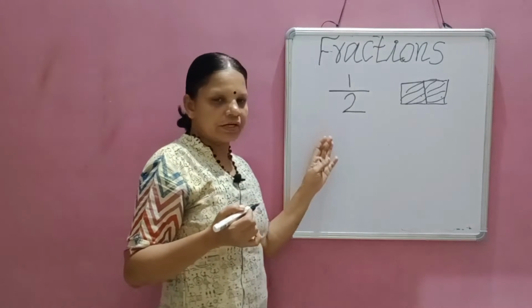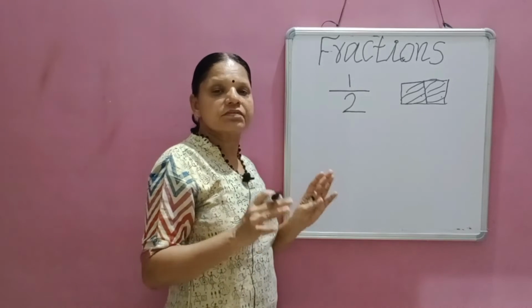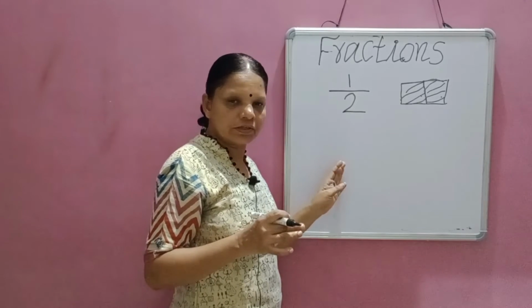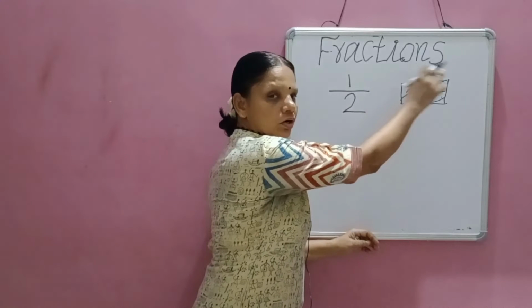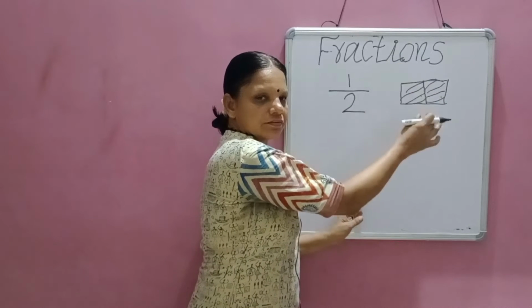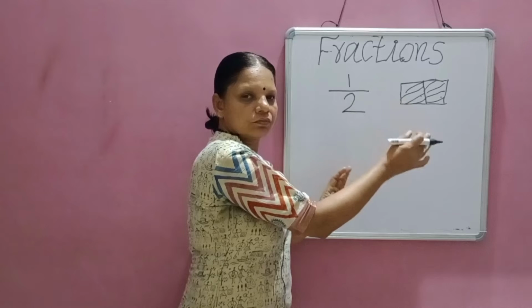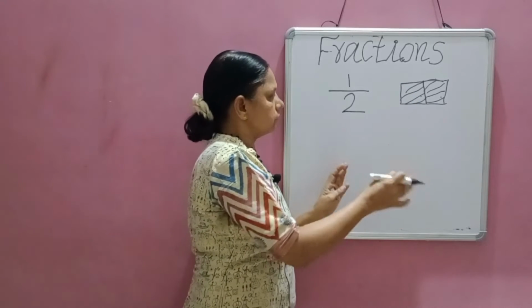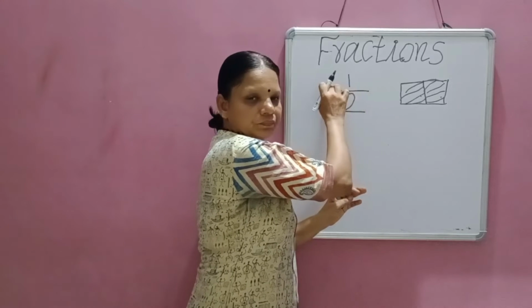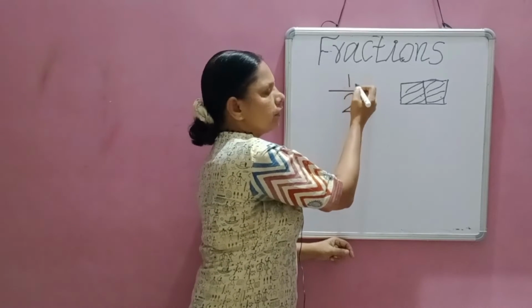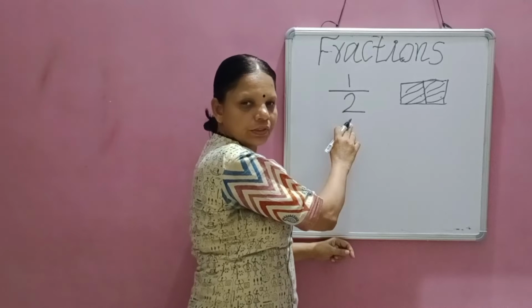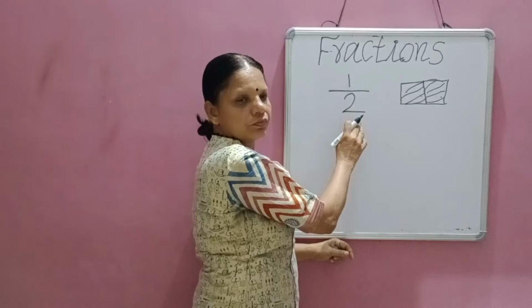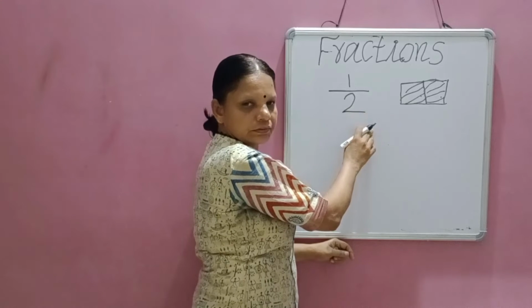This is the fraction. This is less than 1. This value is less than 1. What is 1? 1 chocolate. That is made into two equal parts. So equal part is that 1 upon 2. One part out of two equal parts.